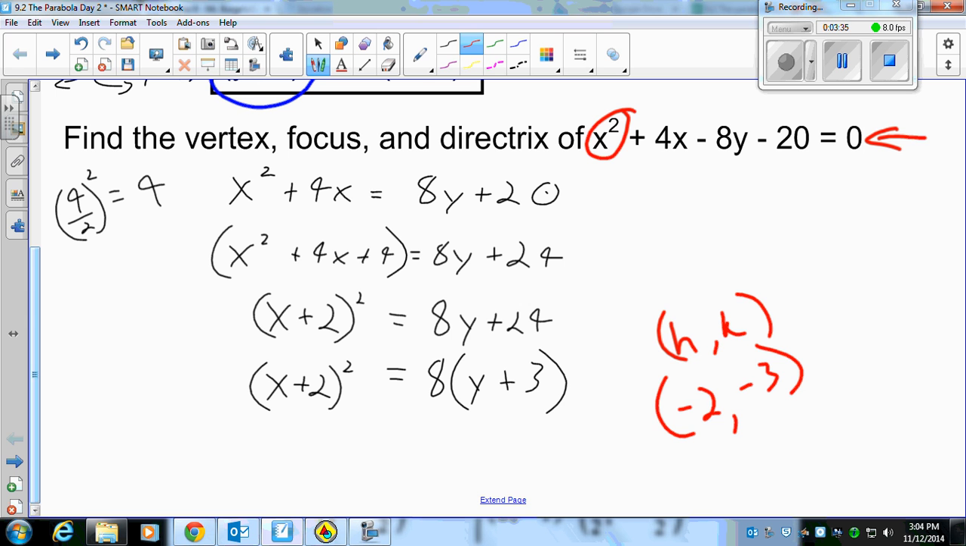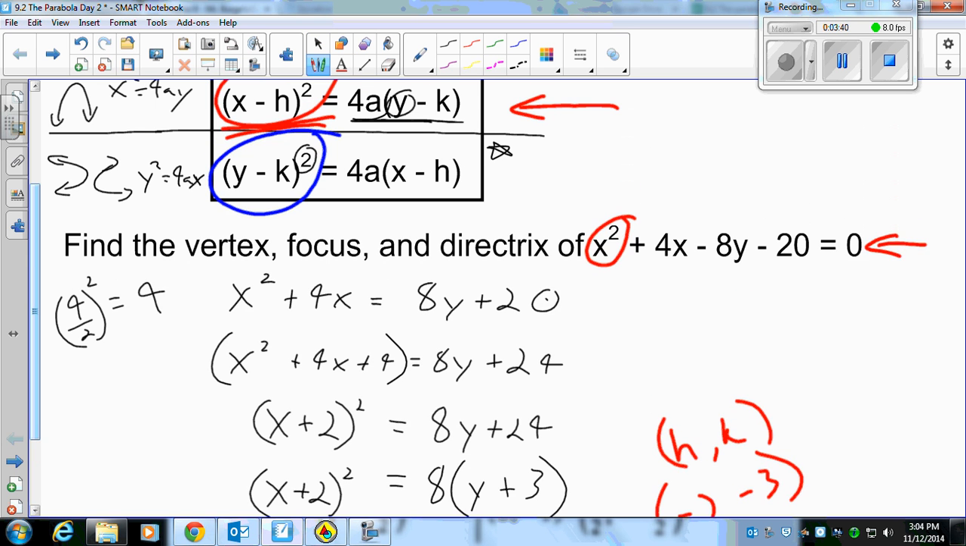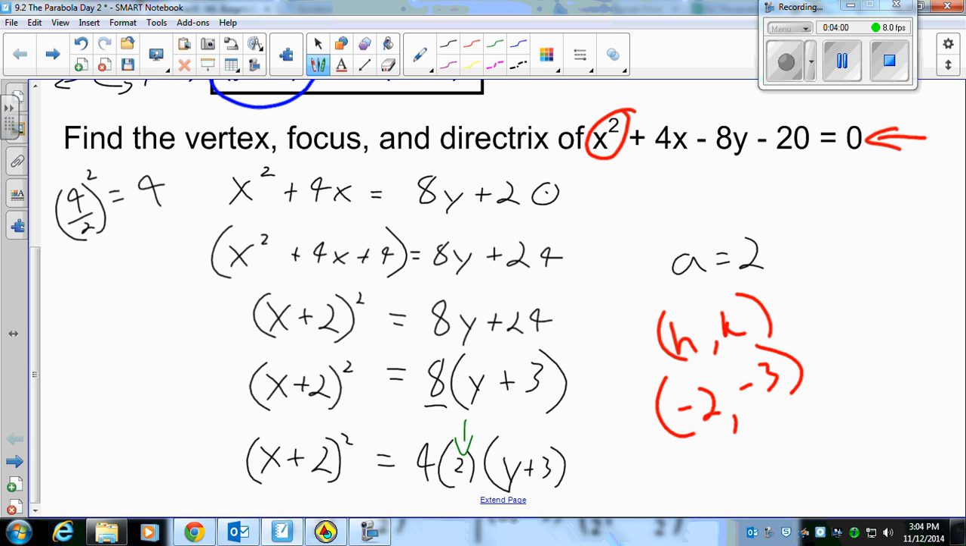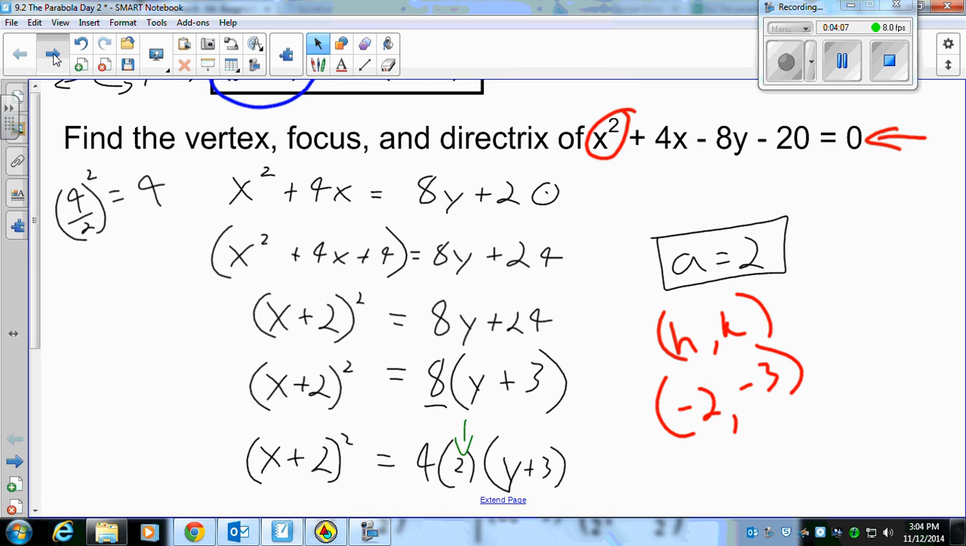I also need my a value. Remember that the coefficient is 4 times a, so I factor out a 4 from this 8. I can write this as x plus 2 squared equals 4 times 2 times y plus 3. So this is my a value: a is equal to 2, and now I can find my directrix and my focus.